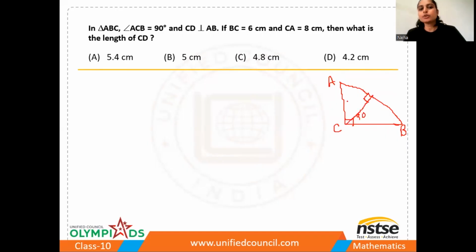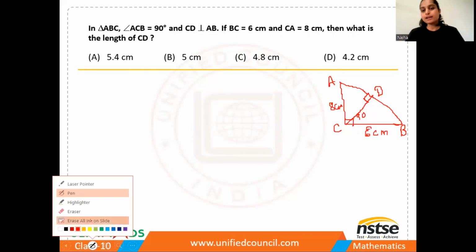That means this angle is also equal to 90 degree. BC is given equal to 6 centimeter and CA is given equal to 8 centimeter. Then what is the length of CD? So I have to find out the length CD. So my dear students, as we can see here that two right angle triangles are given. So I can easily put the similarity of triangle here, right?